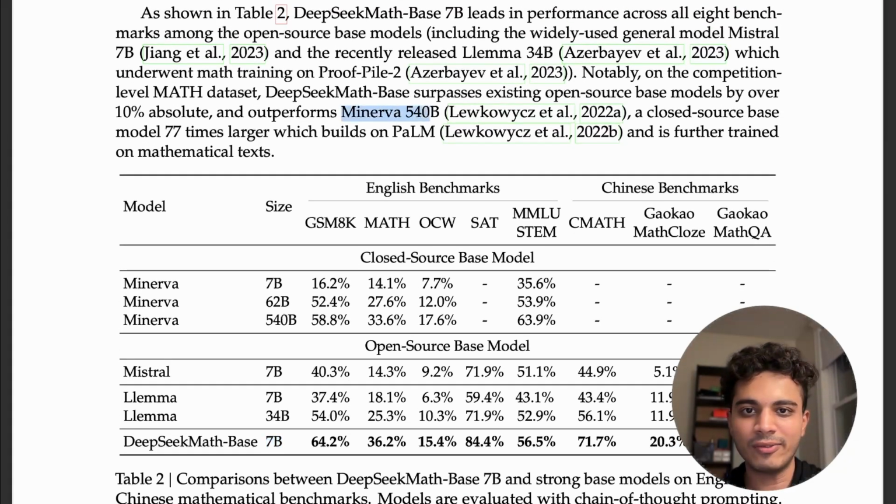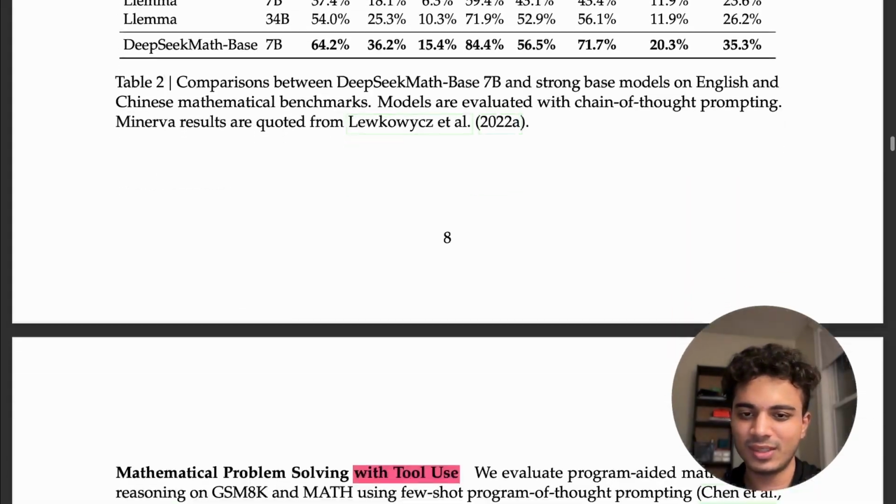Okay, Minerva 540 billion model is a closed source model 77 times larger, which builds on PaLM. PaLM is, I think, by Google. Fine.